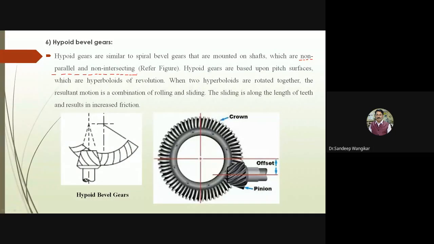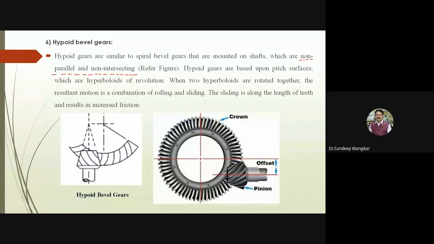The hypoid gears are based upon pitch surfaces which are hyperboloids of revolution. When two hyperboloids are rotated together, the resultant motion is a combination of rolling and sliding. See, as this is non-parallel, non-intersecting, there is a condition which gives the combination of rolling and sliding.